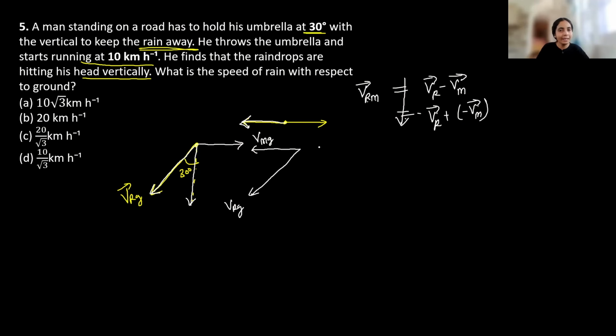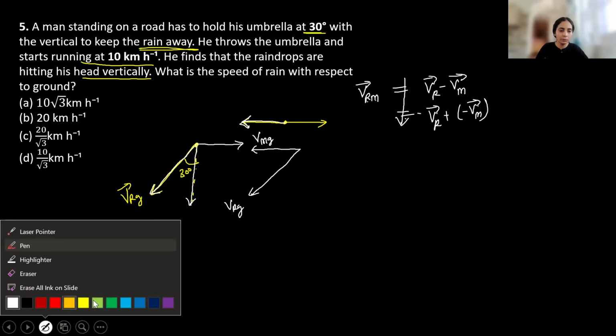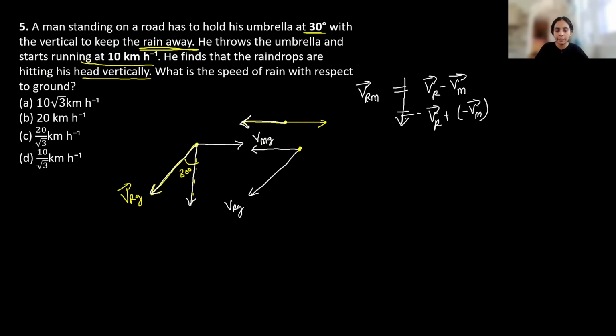Understood? If he moves to the right hand side, let me show you that case also. If he moves like this, then what will happen? You will be doing VR minus VM. Minus VM will become in this sense. And then the addition of minus VM and VRG will go somewhere this side. So in that case, rain will appear to fall onto his head not in the vertically down sense, but rather it will be making a further greater angle with the vertical than that of 30 degree. Okay, so it will be something like this.